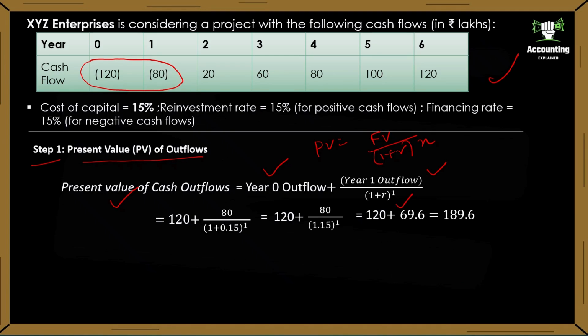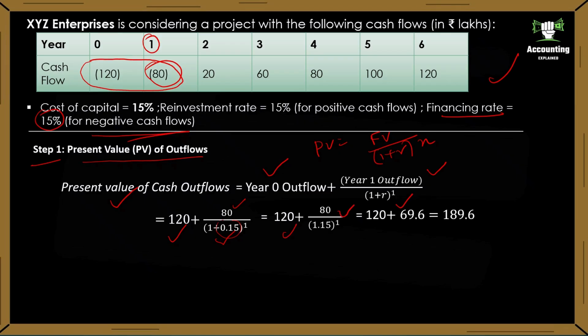First, year 0 we will take it directly because that is the starting point of the project, that is the present value. Year 1 we are going to find out the present value because it has happened at the end of the first year, convert it to the present value. 80 divided by 1 plus 0.15 to the whole power 1. See, 15% is the financing rate for the negative cash flows. So we are taking 0.15 and n is 1 because it is in the first year. Till here clear, no? Now 120 plus 80 divided by 1.15.